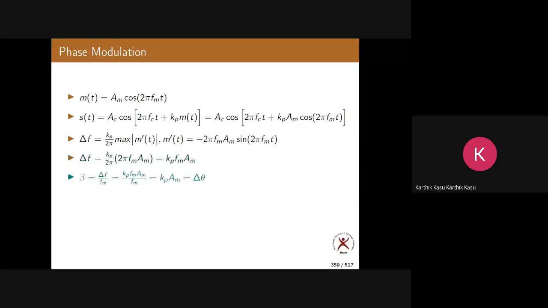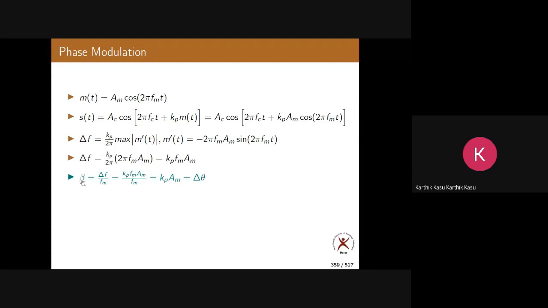Okay. Now, let us see something called beta. How is it defined? Here beta is called the modulation index of PM. Okay. So what is mu? What is mu called? It was called the modulation index of an AM signal. Here beta is called the modulation index of angle modulation. Okay. So in case of it is beta for what?